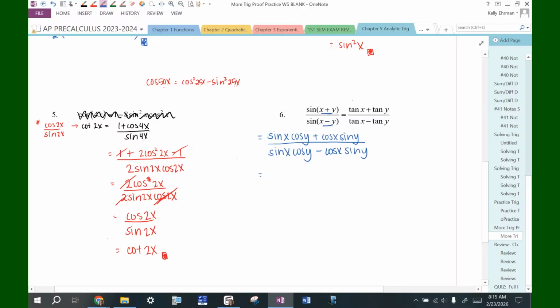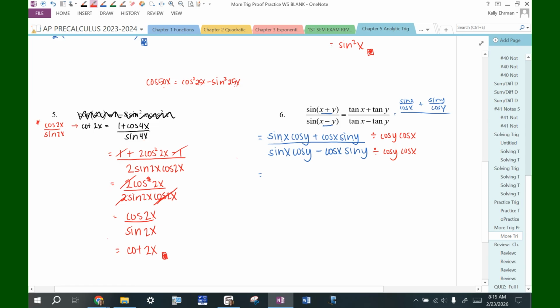If you were to begin on the right side, it would have been, all right, tangent x is sine x over cosine x. And tangent y is sine y over cosine y. And similarly for the bottom, right? So do we kind of have pieces of that? Yeah, we have a sine x and we have a sine y. I would like to get rid of the cosine y and get rid of the cosine x. And so what if we say we're going to divide by cosine y times cosine x? If you do that, you have to do it on the top and the bottom.